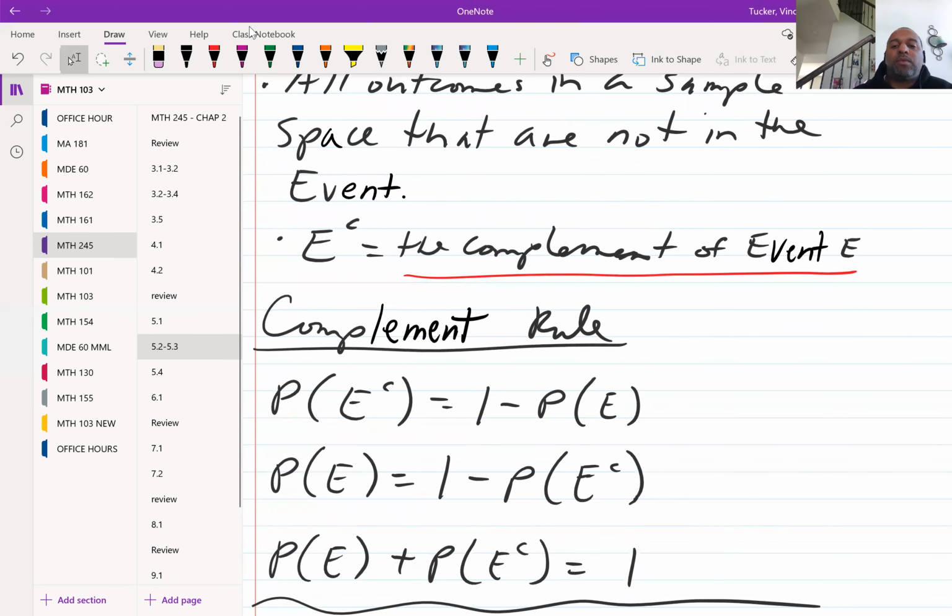And we have the complement rule. These are just variations of the same relationship, just saying that if you know the probability of one, then you can find the other. Because if you have the probability of your event, if you subtract it from one, that'll be the probability of the complement of your event. If you know the probability of the complement, subtract it from one, that would be the probability of your event. Or in other words, if you add the probability of your event and the probability of your complement together, they will give you one.